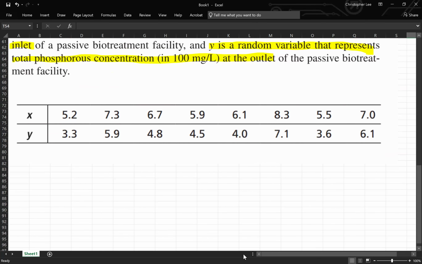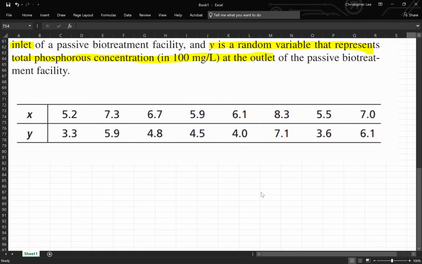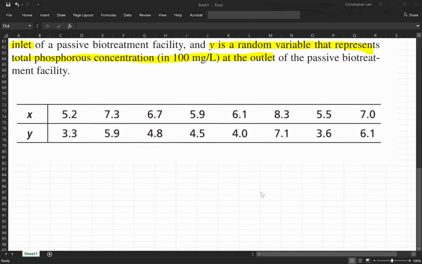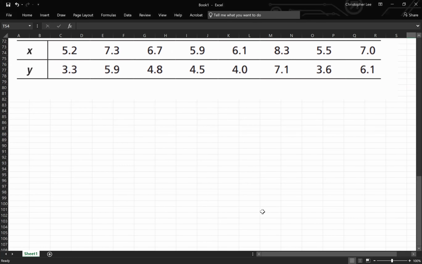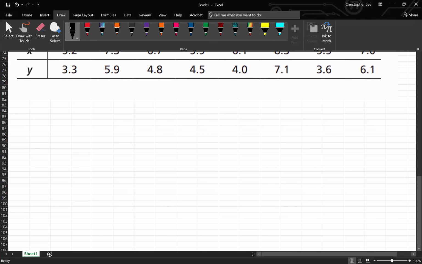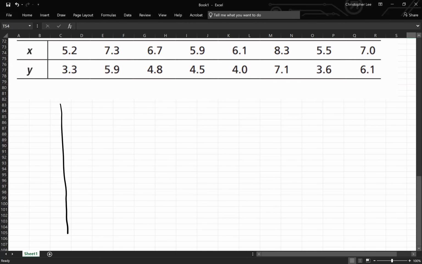Let's say that I want to make a scatter diagram for this. Let's do that. You're gonna have a y-axis and an x-axis. This is my x, this is my y. Nothing new here. Remember this.